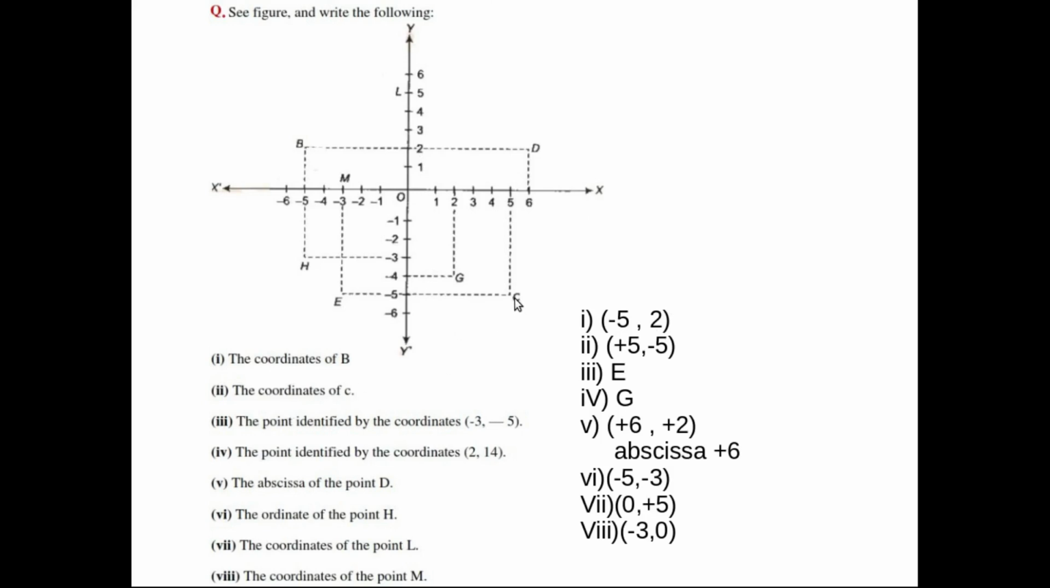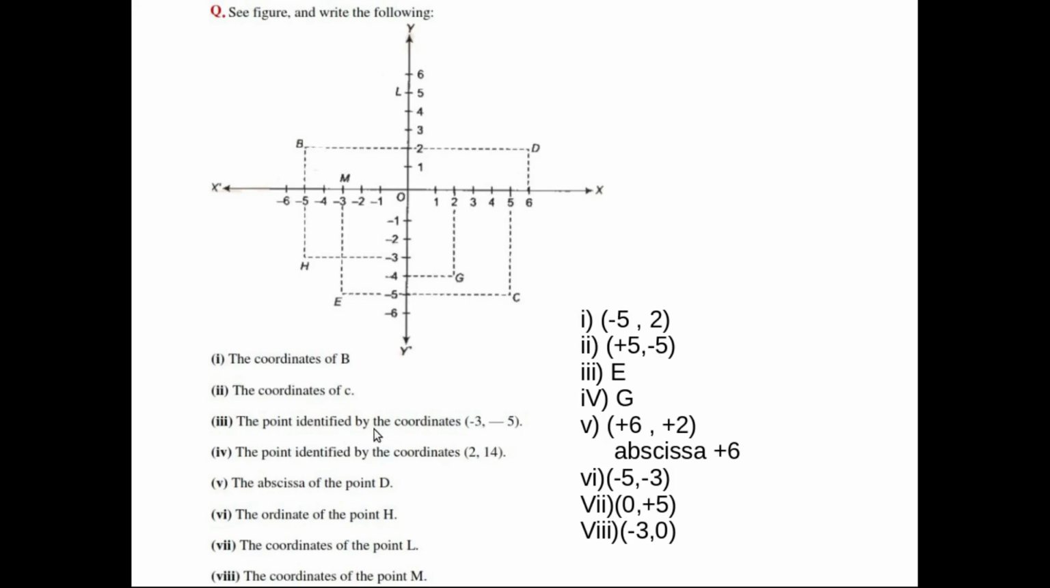So where is point C? Right? So this is our y and this one is our x. So always start from x, right? So +5 is the x coordinate and then -5 is the y coordinate, right?